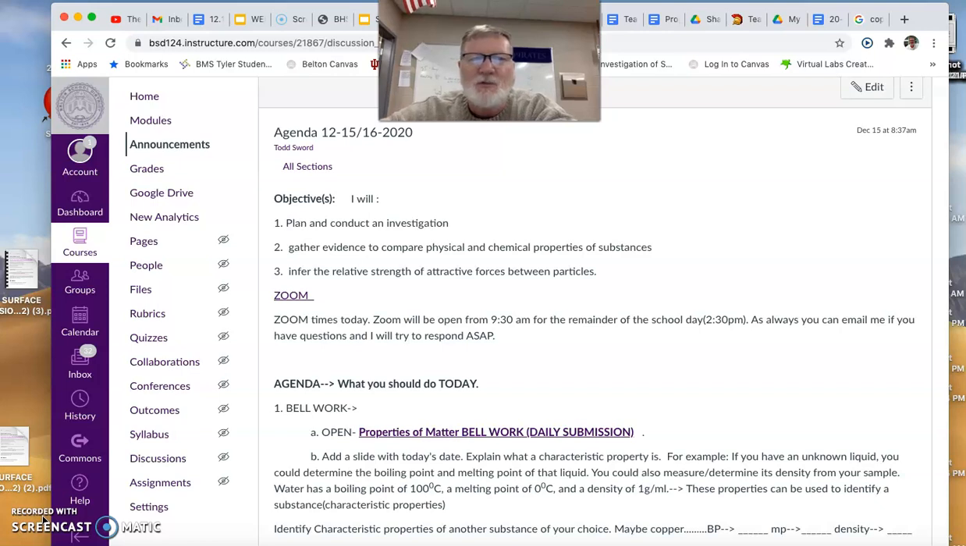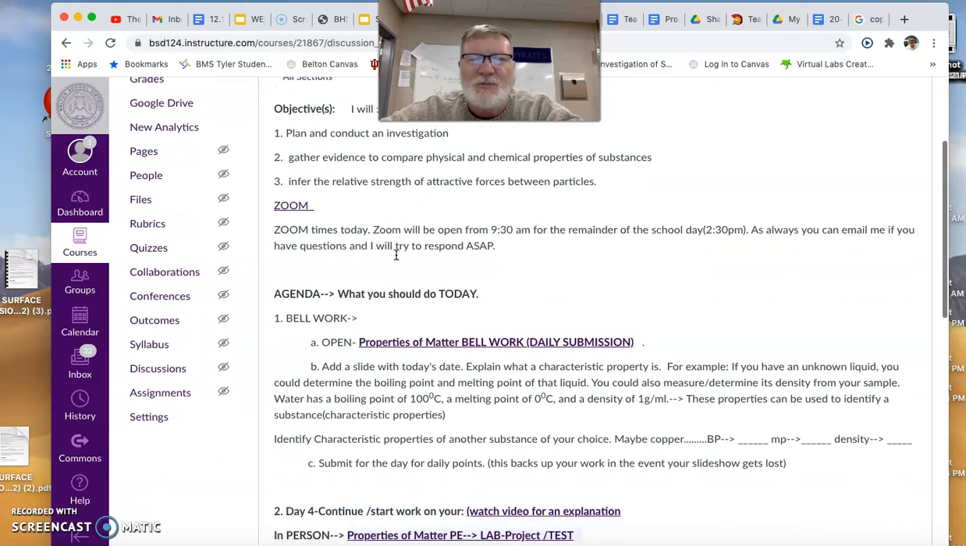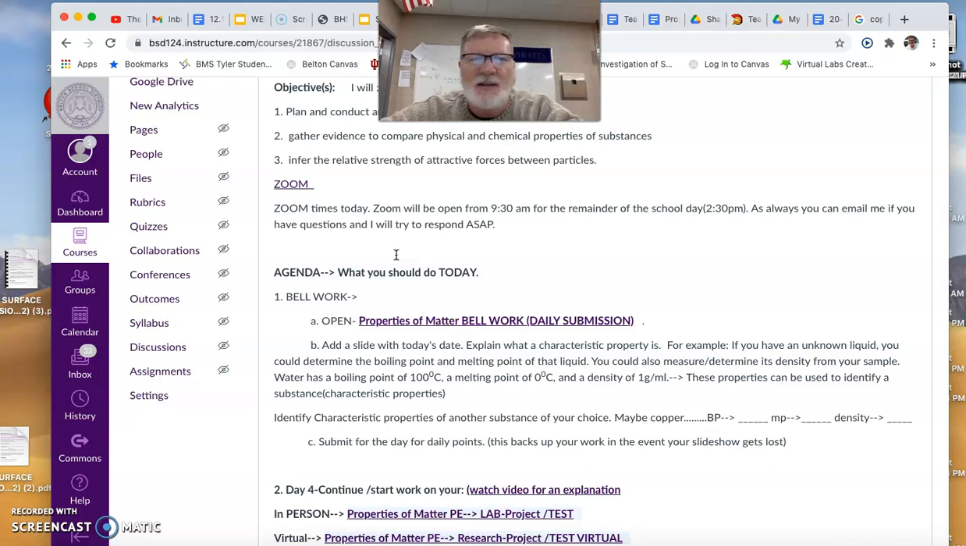Our objective, we're still working on our big project, plan and conduct an investigation. Your project should gather evidence to compare physical or chemical properties. And again, you need to relate that property back to the relative strength of forces between particles of the substance. Again, that's the whole point of your investigation. Year after year, students forget to do that third piece, or that's the piece that gets left off. So don't forget, it's super important in terms of the grade you'll get on that project.